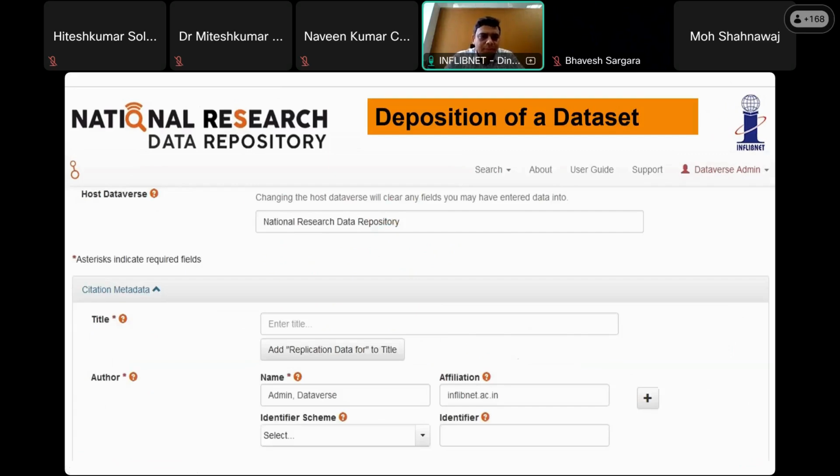Once you go to create the data set, the user can upload the research data set. For that, first they have to put in the basic information: the title of the data set they are going to upload, who the author is, what the affiliation is, and if there is any identifier available, like ORCID, they can also add and link those identifiers, so that you can easily link to your web page or your personal ORCID instance.